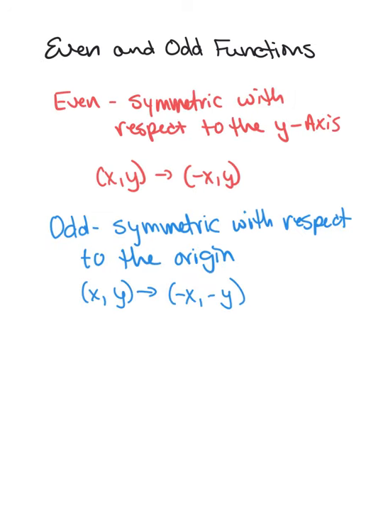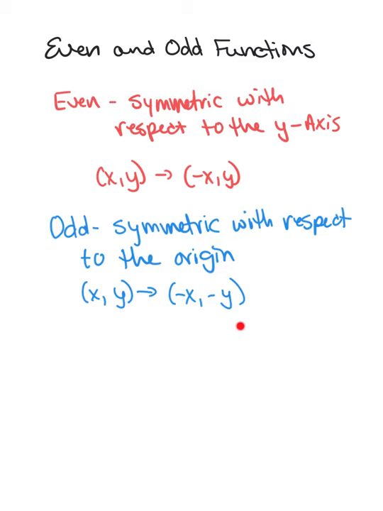Okay, so a quick little recap. It is possible to be neither even nor odd. If a function is even, it is symmetric with respect to the y-axis, so we keep the y the same and we negate x. If it is odd, it is symmetric with respect to the origin, so we negate both x and y. And then we just determine which one it is.